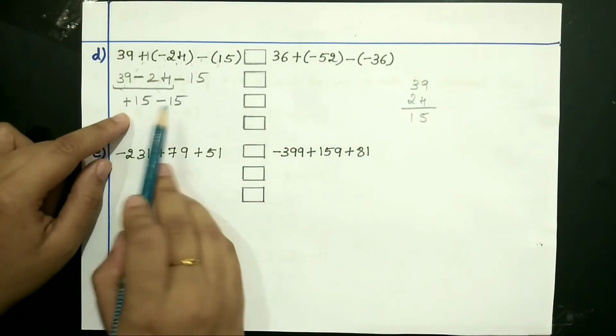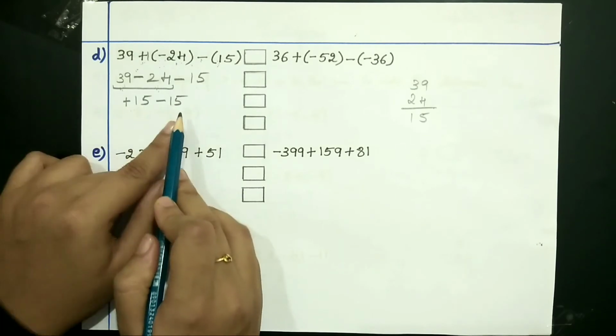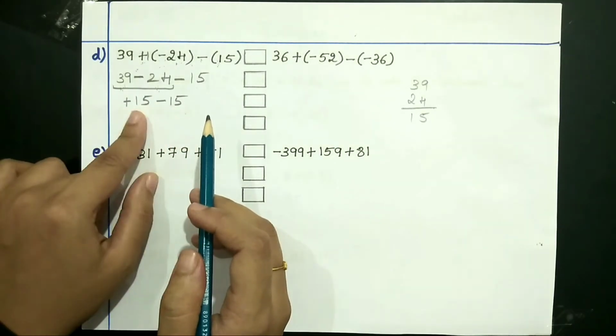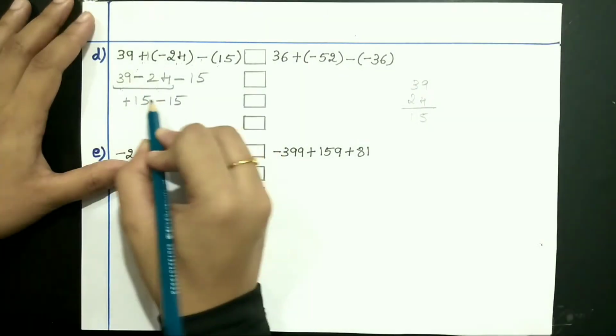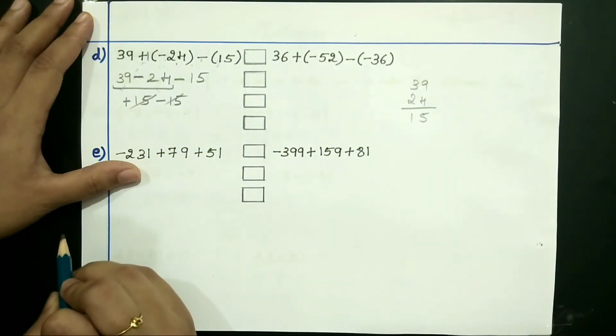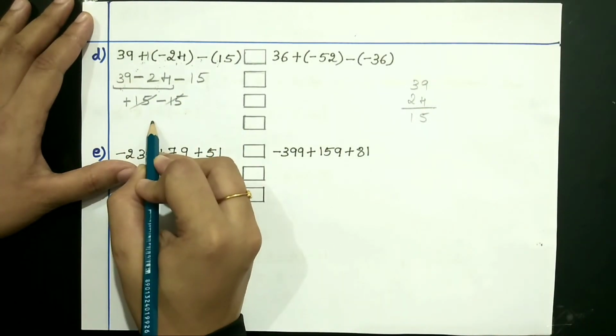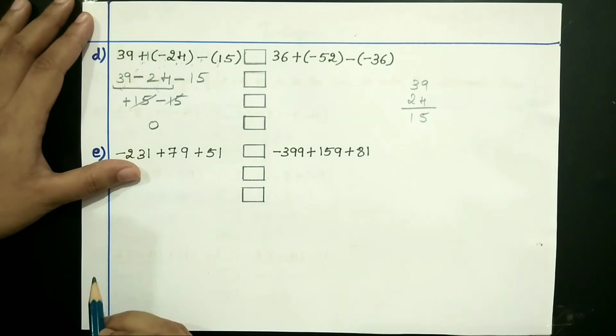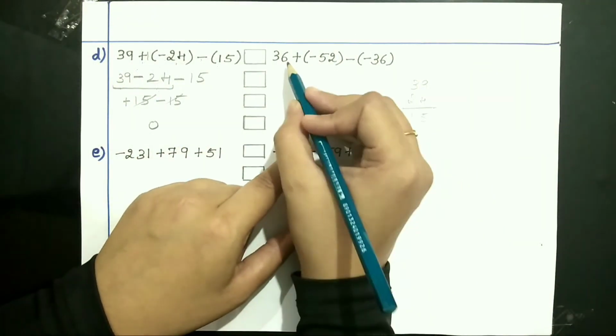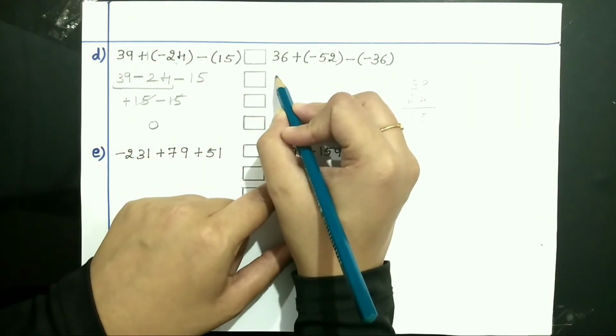Now you see here, these are additive inverse. Plus 15 minus 15, so these are additive inverse. Remember I had told you in the previous video, these get cancelled. So the answer becomes 0 here. Now let us see the answer this side. This is 36 as it is.